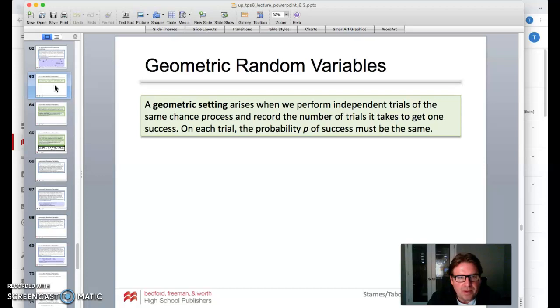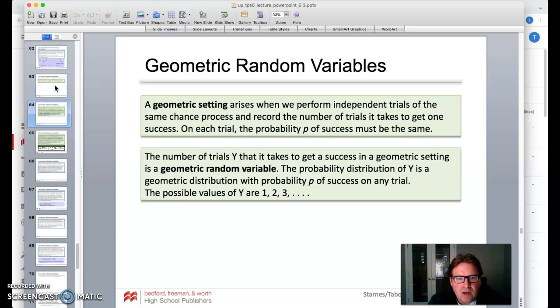You never know. Now again, the number of trials y that it takes to get a success is called the geometric random variable. The probability of that is a geometric distribution with probability p of success on any trial. Now again, the possible values are 1, 2, 3, and so on and so forth. It could be really big.